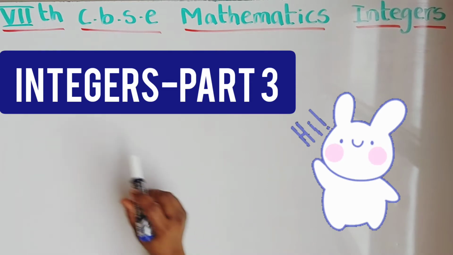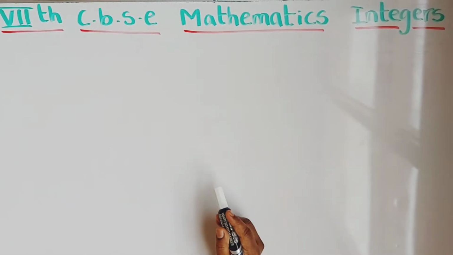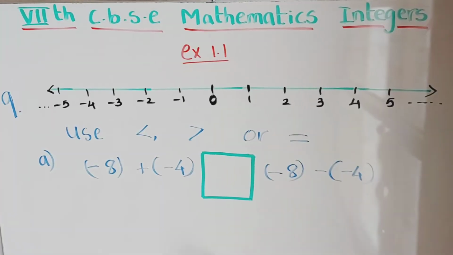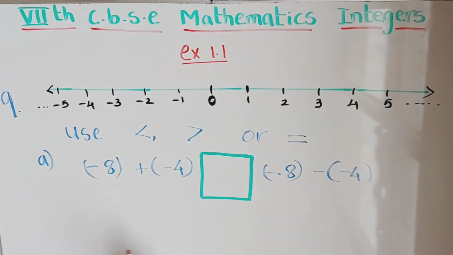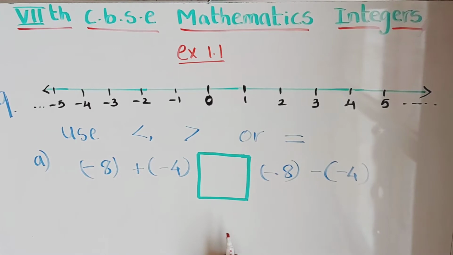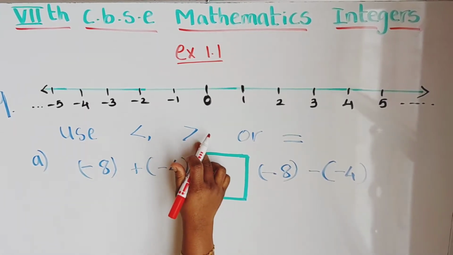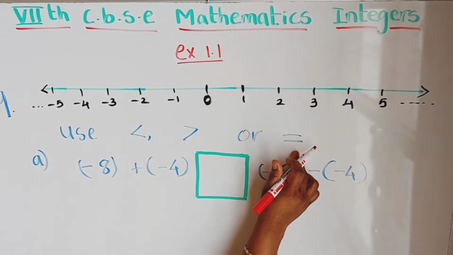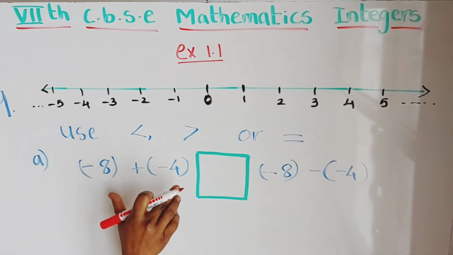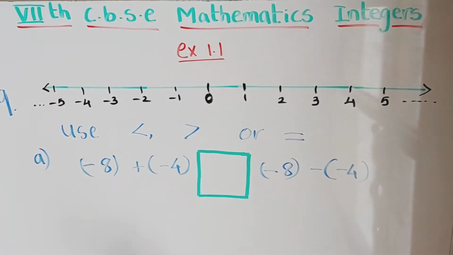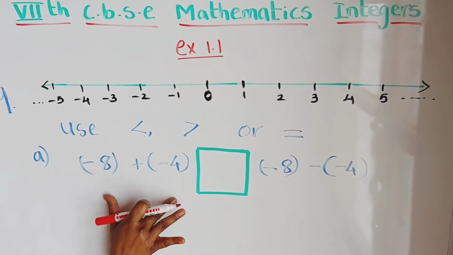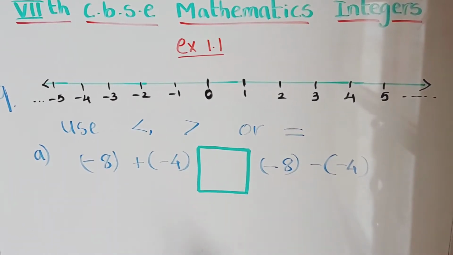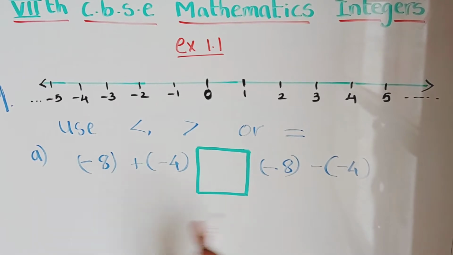We are learning 7th standard CBSE Mathematics chapter Integers. We are doing exercise 1.1 ninth question. Use the sign less than, greater than or equal to compare these statements. Okay children. So we need to check these integers, whatever they have given, addition or subtraction, is it correct or not, and compare these statements.